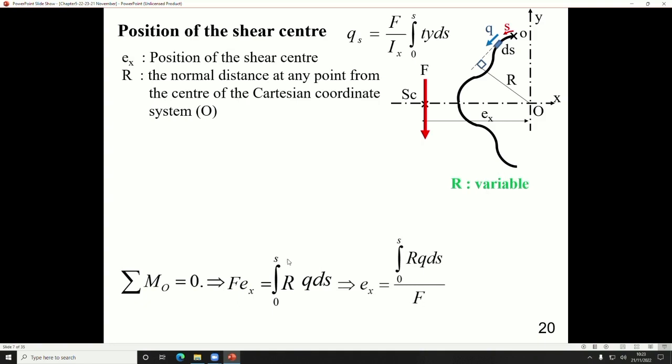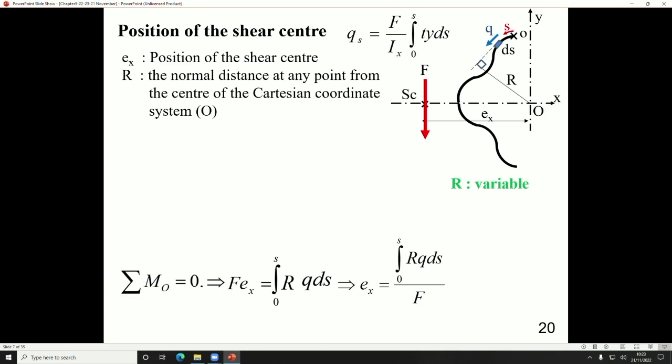When you're using this equation to find the shear center, R is the normal distance of any point on that section from whichever point you're finding the moment with respect to. Now, when we do this calculation, we can find out that it doesn't matter whether the value of F is 1 newton, 1 kilonewton, or 1,000 newtons. They will be eliminated from both sides. It means a shear center is a property of the cross-section and is independent of the force applied. So when I say to you that a rectangular section has an area of B times H, it's a property of the section, or the second moment of area is a property of the section.